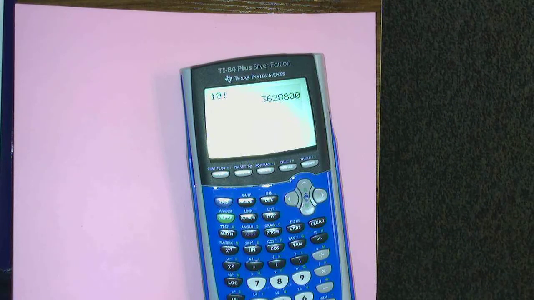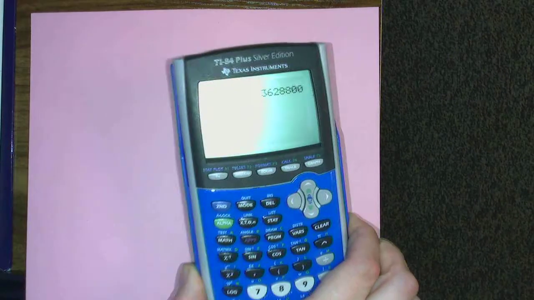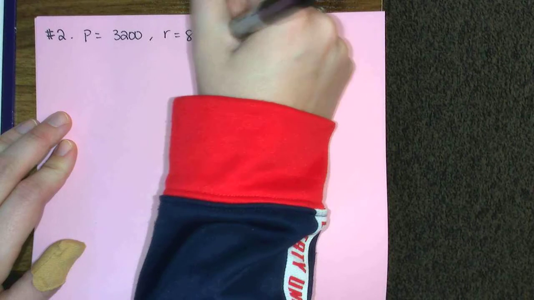Ten exclamation point. That's what that exclamation point does. Alright. Number 2. P is 3,200. R is 8%, and T is 4.